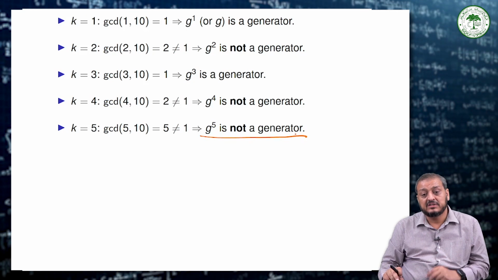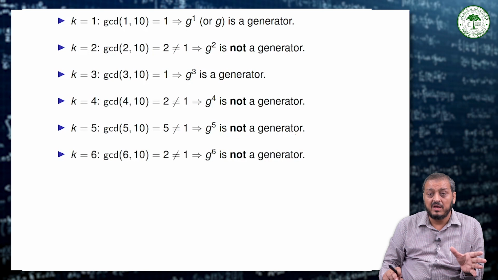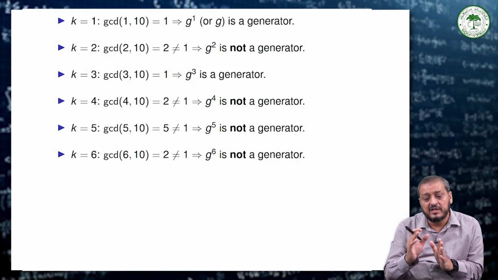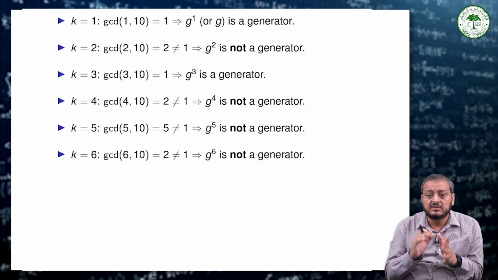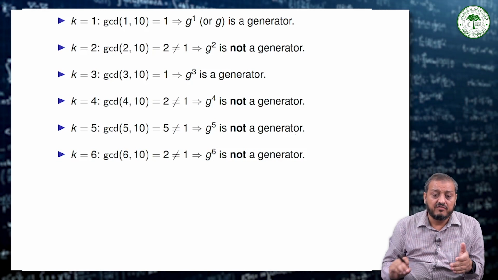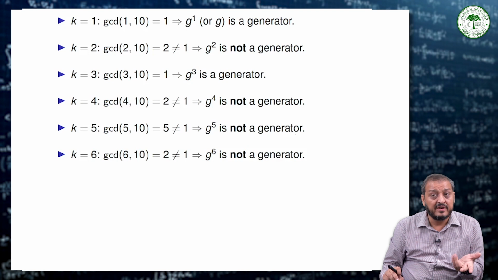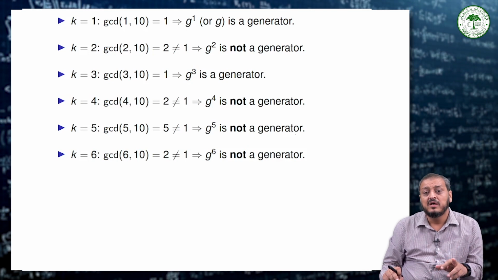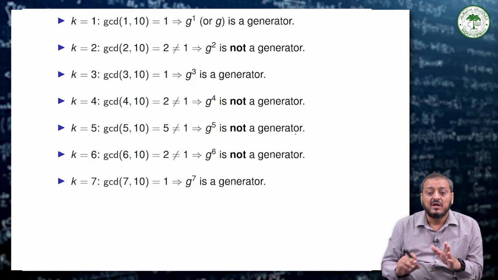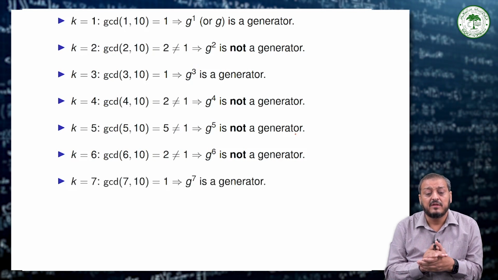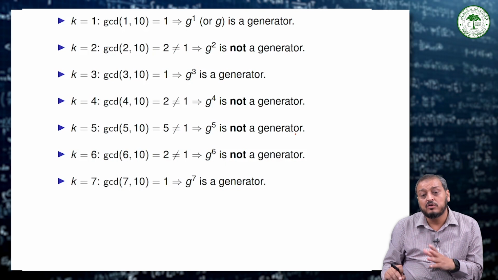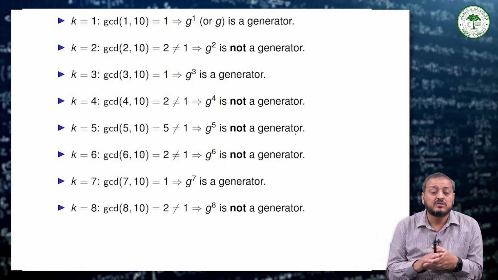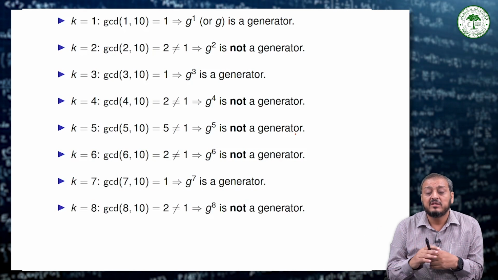Next, 6 and 10 are also not relatively prime, the GCD is equal to 2. So, g to the power 6 clearly is not a generator. If we take 7 and 10, they are relatively prime, so the GCD of 7 and 10 is equal to 1. So, g to the power 7 is a generator. Now, 8 and 10 are also not relatively prime because their GCD is equal to 2. So, g to the power 8 is not a generator.